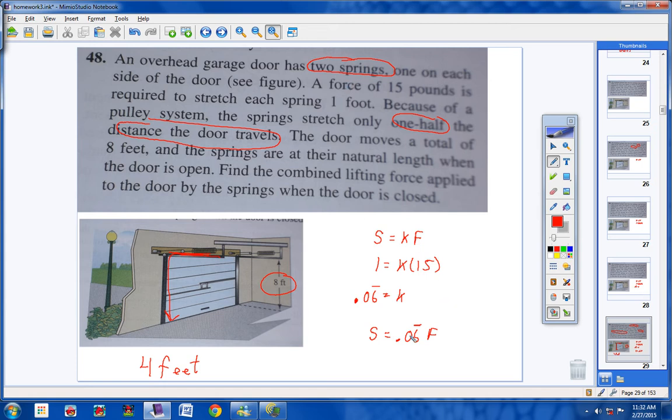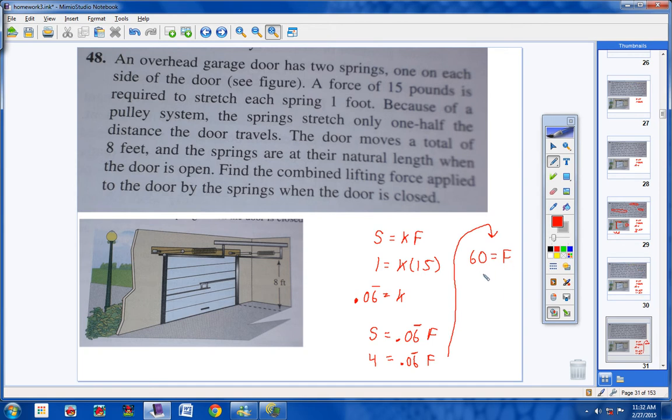So here's my model. How many feet are my springs stretched? 4. So where the S is, I'm simply going to put 4. It's that easy. Divide both sides by 0.06. And there's my force, 60. But how many springs do I have? 2. So you must multiply it by 2 to give you an answer of 120 pounds. Alright, there we go. Moving on.